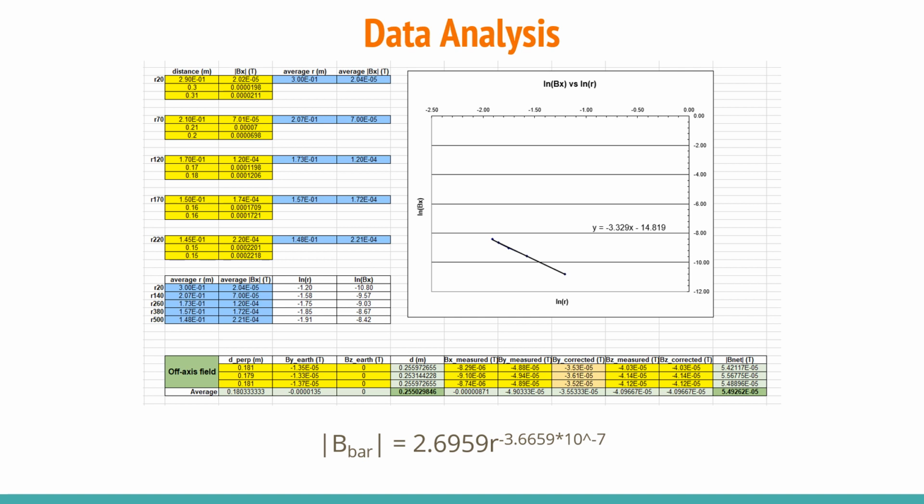After inputting the data into the spreadsheet, it automatically produces a graph of the natural log of B versus the natural log of R. Thus, the slope is equal to N, which is equal to negative 3.329, and K is equal to e to the power of the y-intercept, which is equal to 3.66594 times 10 to the negative 7th. This information allowed me to create a distance dependence equation of B bar equals 2.695 times R to the negative 3.6659 times 10 to the negative 7th.